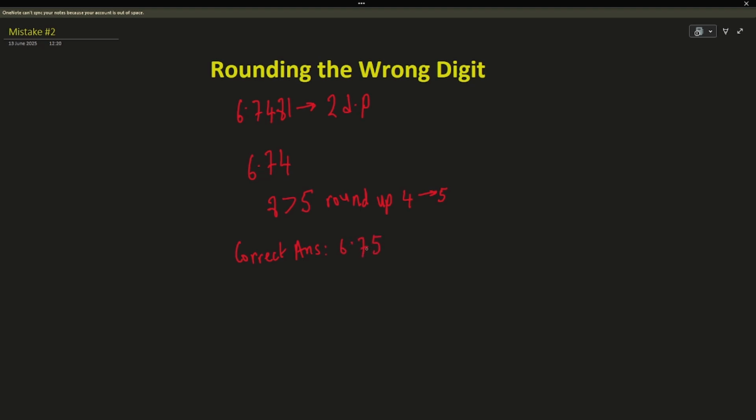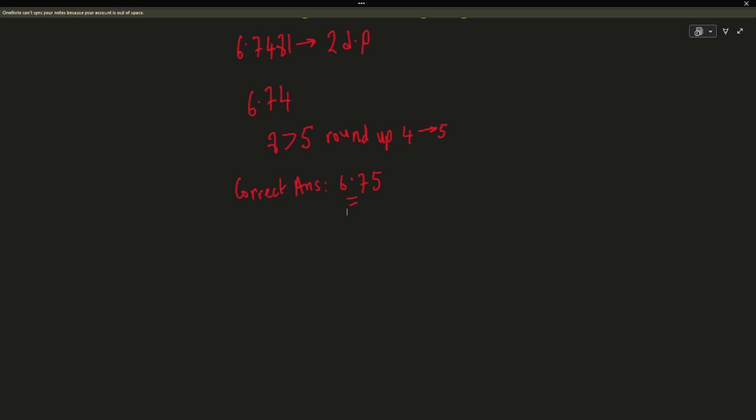6.75. Now, many students incorrectly round this value to 6.74. The reason is that they may think that the 8 does not matter, and also they might confuse the second digit with the one they should be checking, and some might just chop off the 8 and 1 and think, oh, they are not important. So this answer 6.74 is wrong.